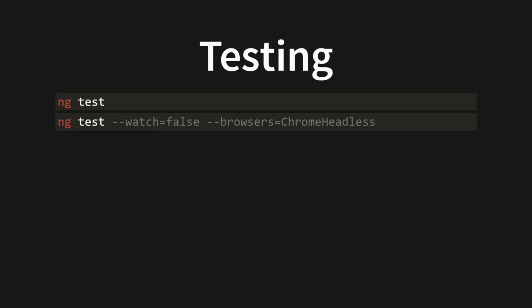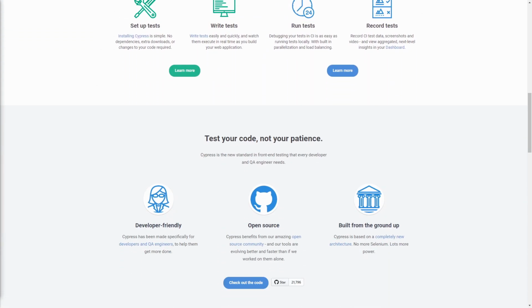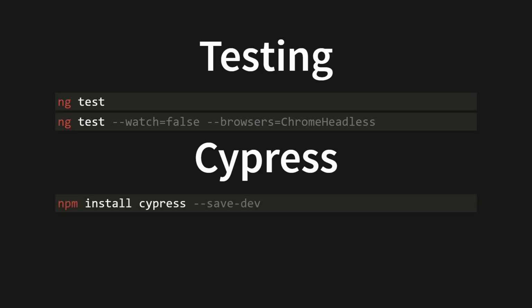This was unit testing, testing components in isolation, but sometimes you want to test your entire application at once, and that's where end-to-end testing comes into play. I highly suggest you use Cypress, as it has become a game changer within end-to-end testing, and it's really easy to get started by installing it and running it.